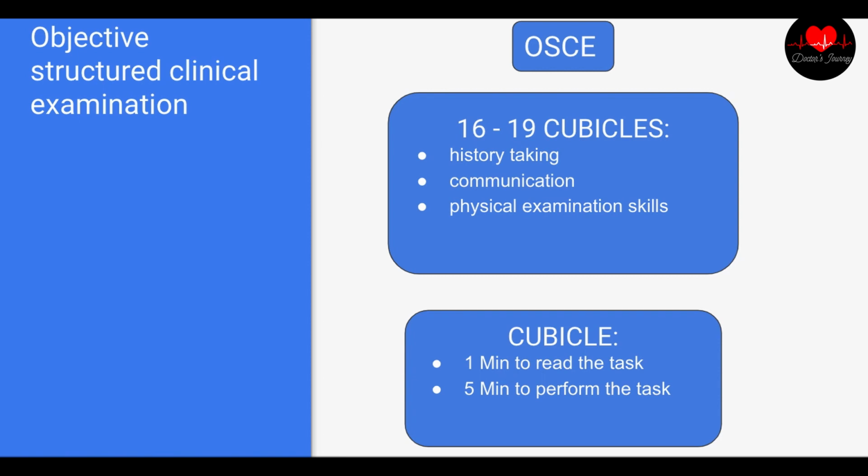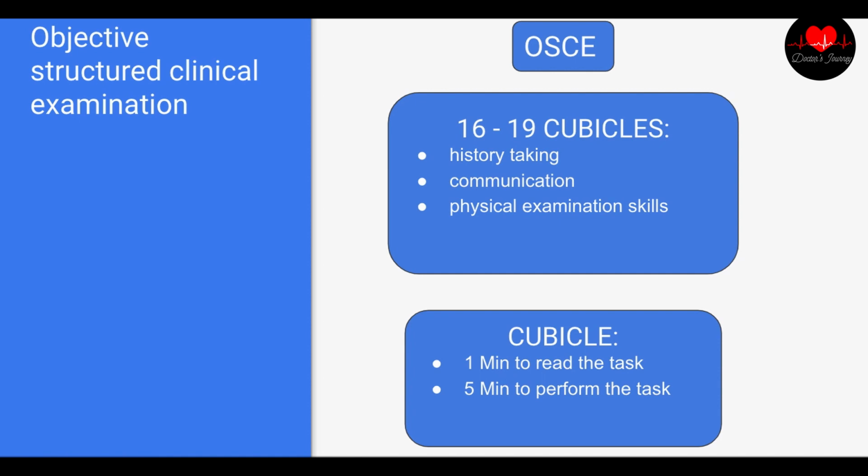we as candidates need to go to 16 to 19 cubicles which are formed in a circle or a circuit, and in each of these cubicles there will be a simulator or patient, an actor posing like a patient or a mannequin, in which we need to go and perform the task or the questions given outside the cubicle as an anesthetic doctor. There'll be an examiner inside the cubicle to assess your performance.